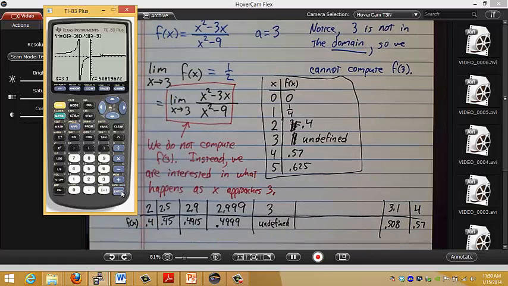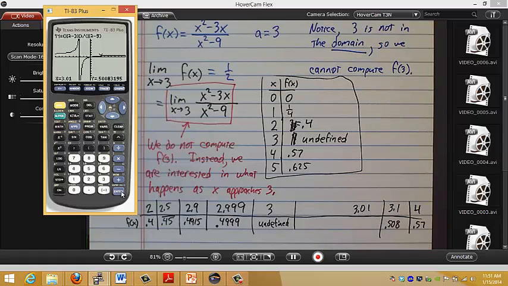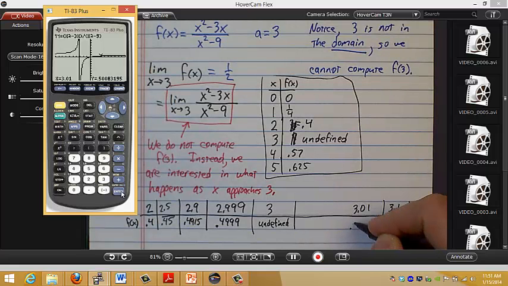To do it a little more, let's take a number even closer to 3. 3.01. Do I get closer to 1/2? Yeah. And if you take a number even closer to 3, like a seal number, you're going to get very close. So could someone give me a seal number?